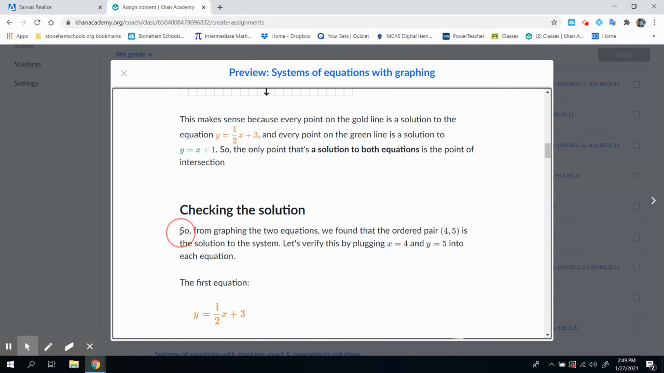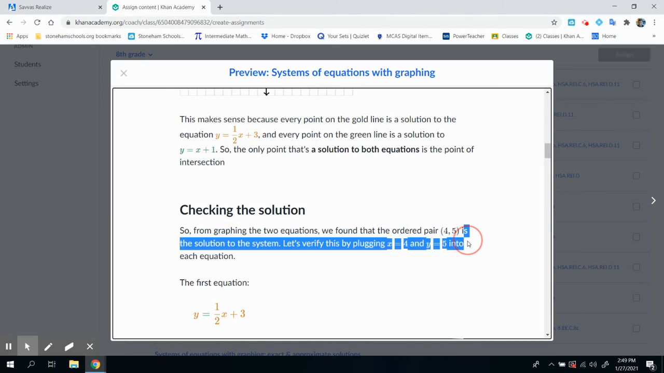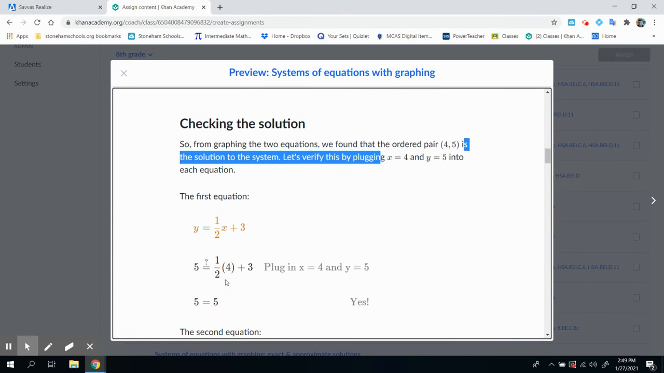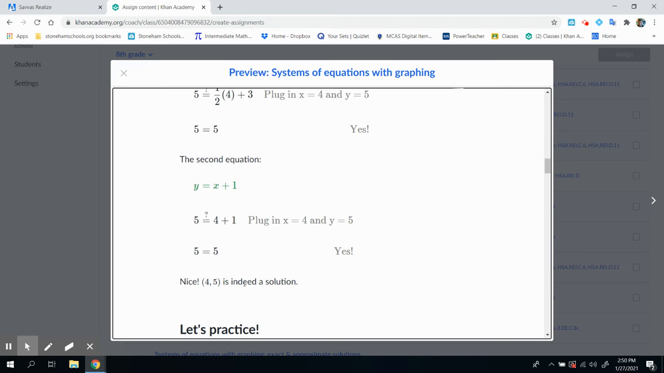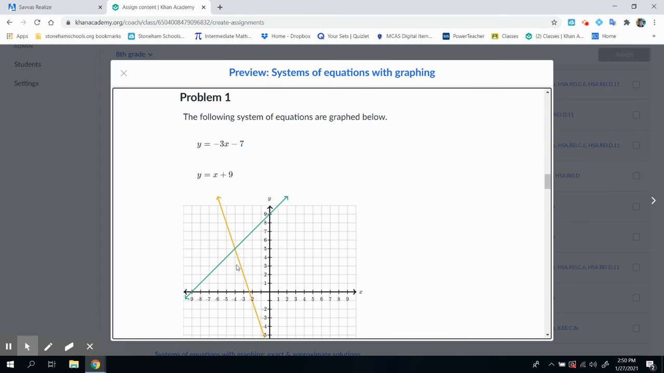So let's check it. From graphing the two equations, we found this ordered pair is the solution to the system. Let's verify by plugging those values into each equation. This was the first equation, and you see that for the ordered pair, x is 4, y is 5. So does that equal? Half of 4 is 2, plus 3 is 5. Yes. Second equation, we plug those values in. 4 plus 1 is 5. Nice. So it is indeed the solution.